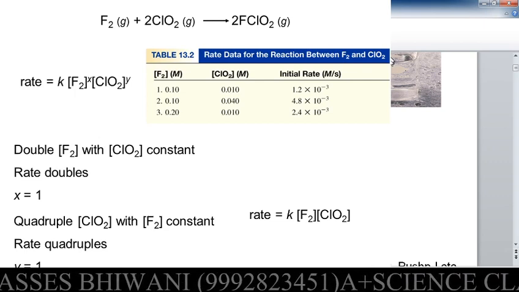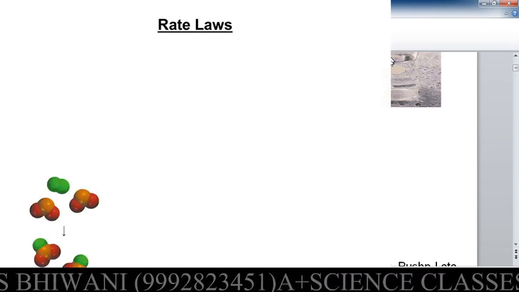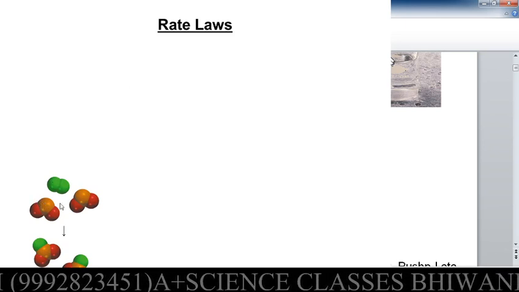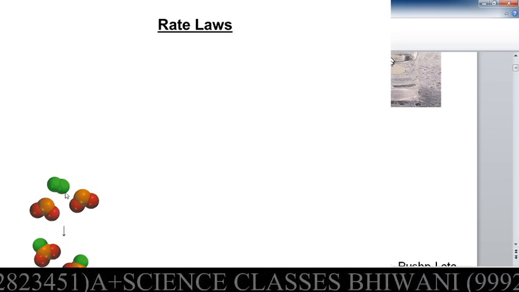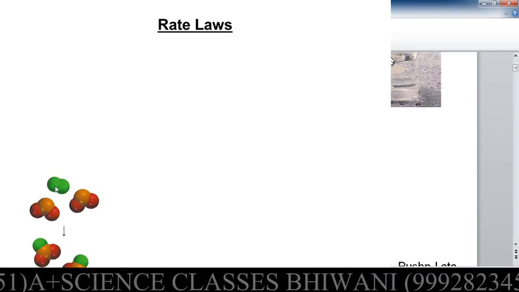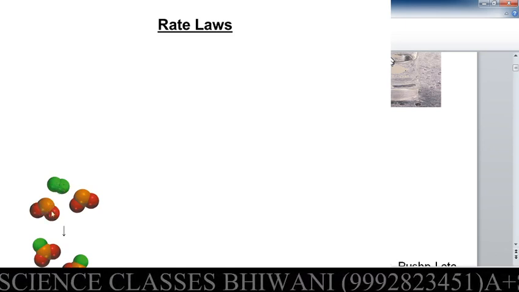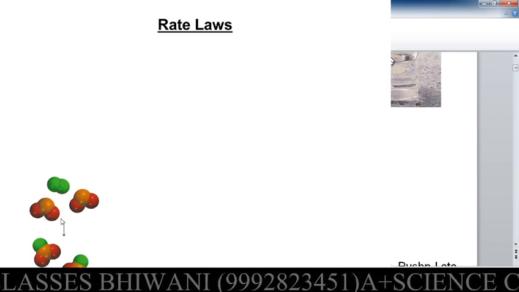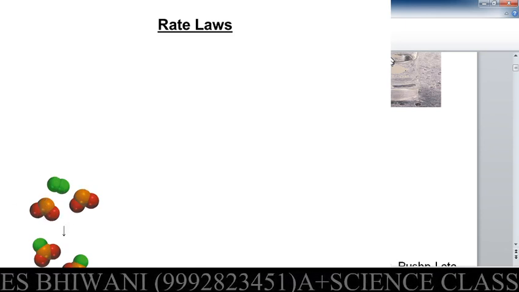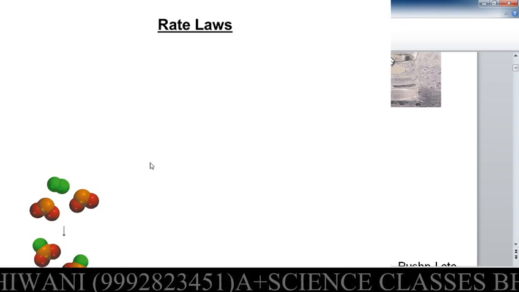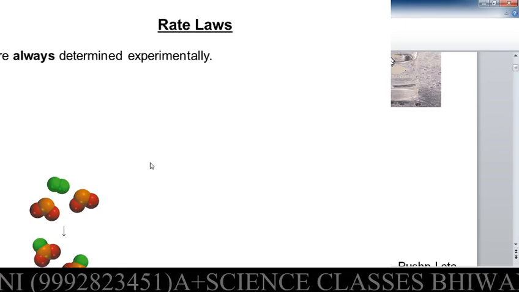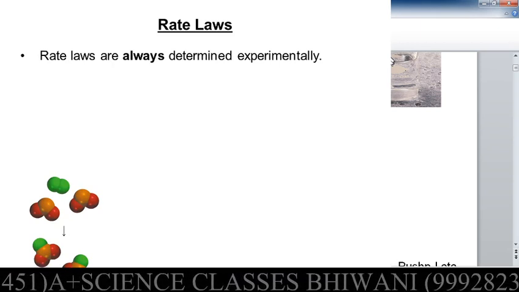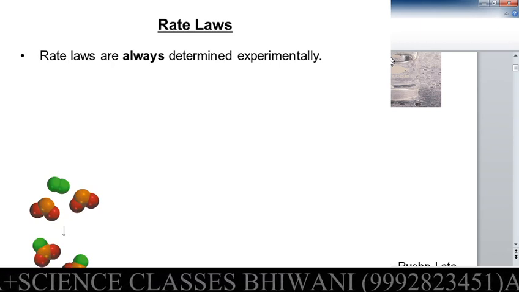So coming to the next, how we read this, how it occurs. This one is the atomic representation of the same reaction. Green colored atoms are fluorine, 2 atoms, F2, and these are the molecules of chlorate, ClO2. Cl is this and O2. Is it clear? They combine to form this one. So how do we write down the rate constant and rate law? Actually, the rate law is always determined experimentally.